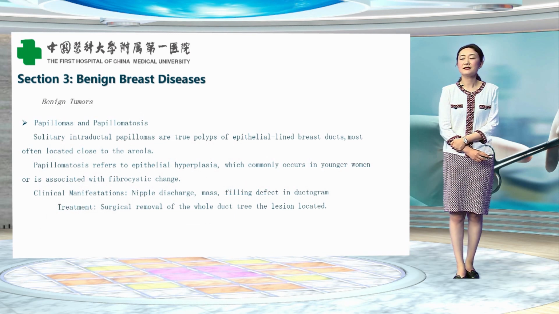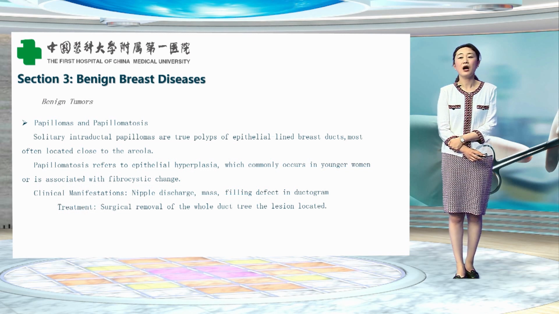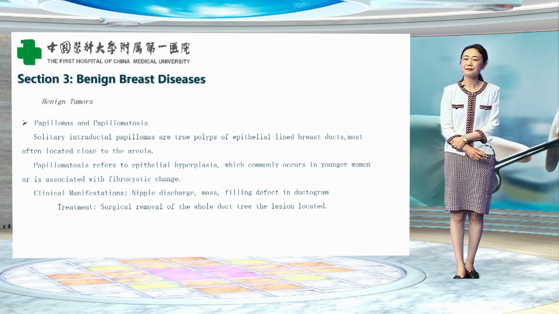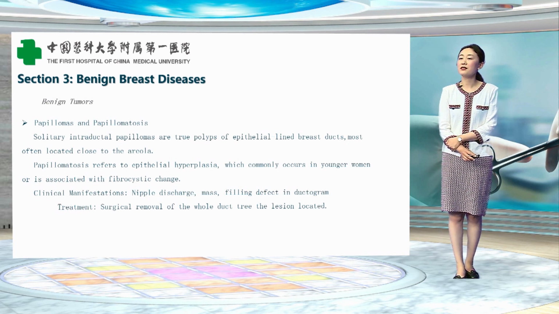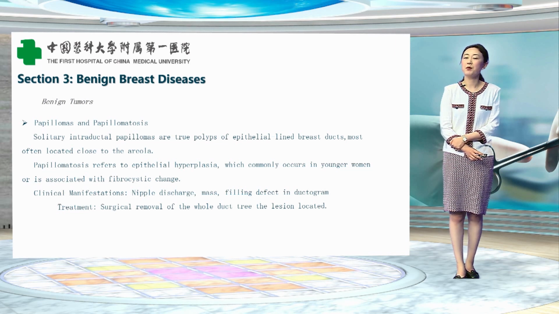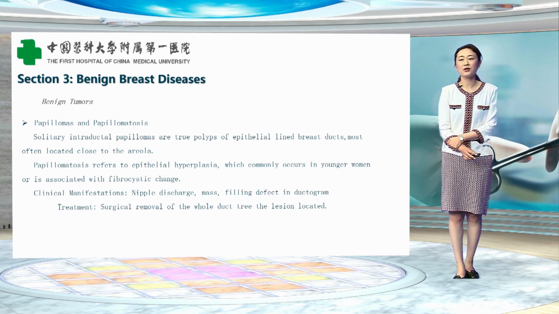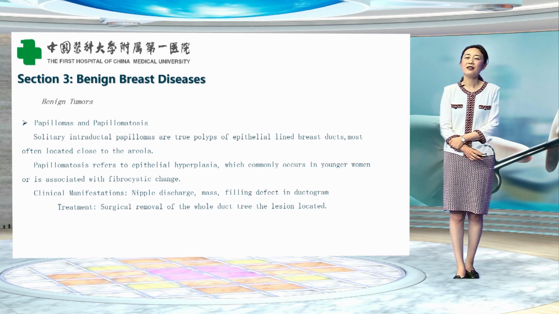The other benign tumors are papillomas and papillomatosis. In my opinion, this kind of benign tumor is more dangerous. The solitary intraductal papillomas are true polyps of epithelial-lined breast ducts. Solitary papillomas are most often located close to the areola and often cause nipple discharge. The discharge is always hemorrhagic.